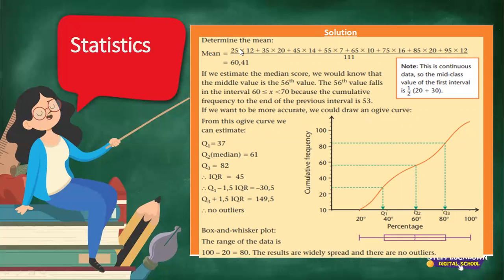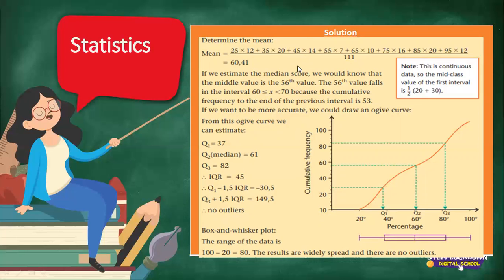So to find the mean, you can say 25 multiplied by 12 plus 35 multiplied by 20 plus 45 multiplied by 14, 55 multiplied by 7, 65 by 10, 75 multiplied by 15, 85 multiplied by 20, 95 multiplied by 12, divided by the total number of your frequency. The number of frequency is 111. Once you divide this, you're going to have 60.41. So your mean is 60.41. Okay, so that's the mean value.